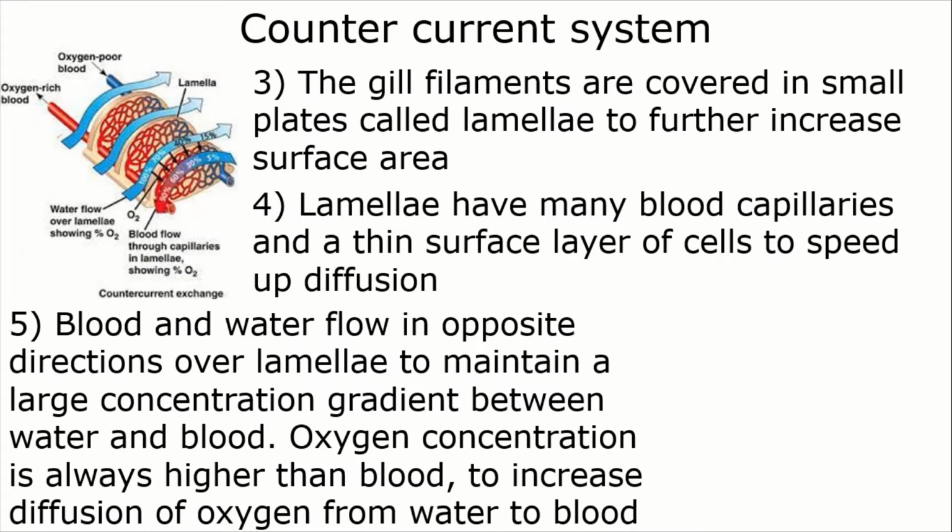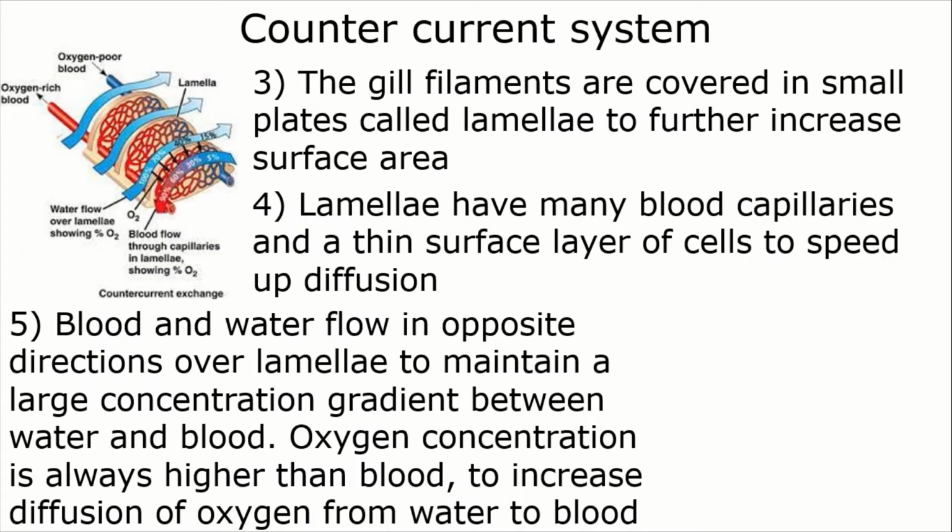So as we've already said, blood and water flow in opposite directions over the lamellae, and this maintains a large concentration gradient between the water and the blood. I think I've made a typo here and I said oxygen concentration is always higher in the blood. It should be always higher in the water, because if oxygen concentration was higher in the blood, then that oxygen would then leave the blood and go into the water. So it should be oxygen concentration is higher in the water, and this increases diffusion of oxygen from water into the blood.